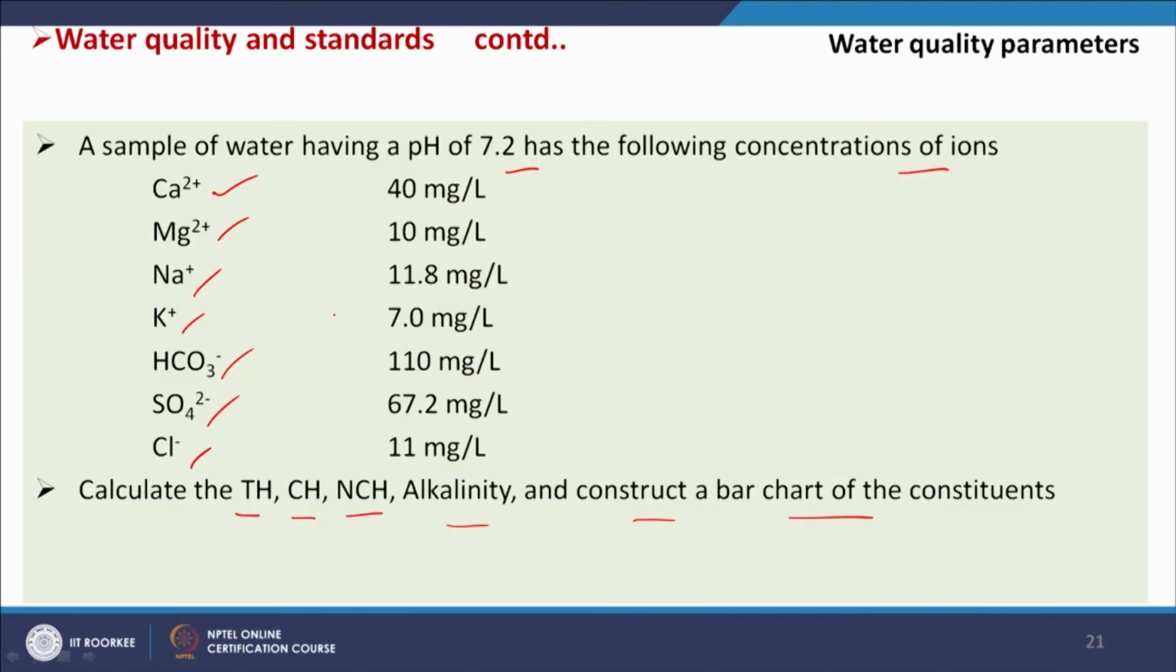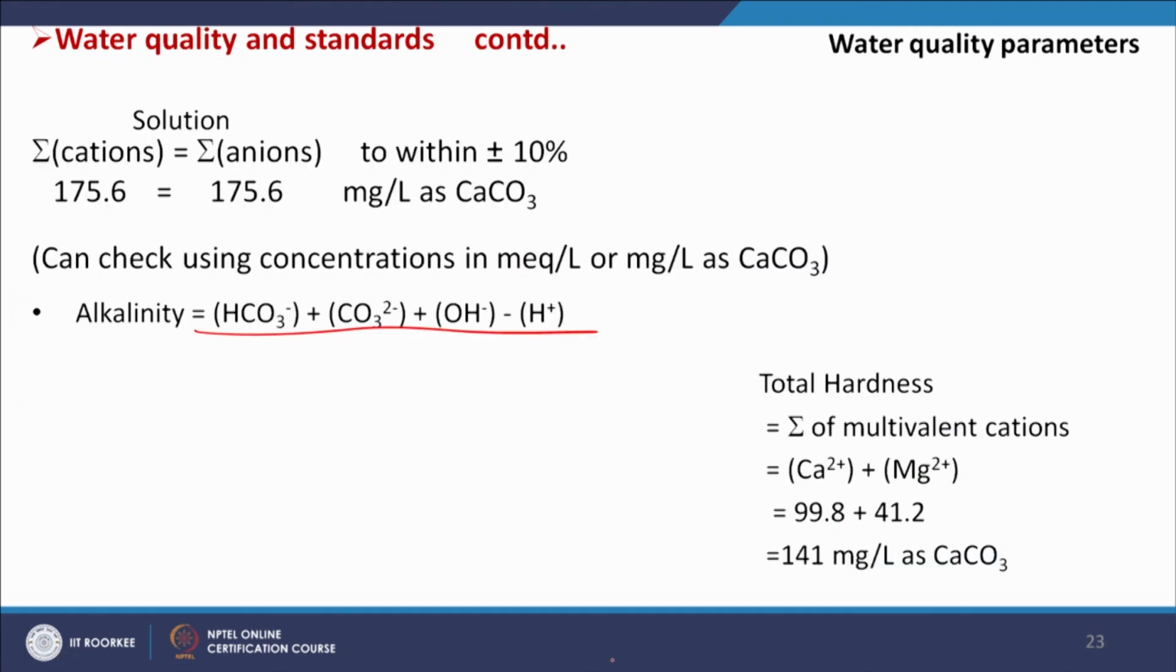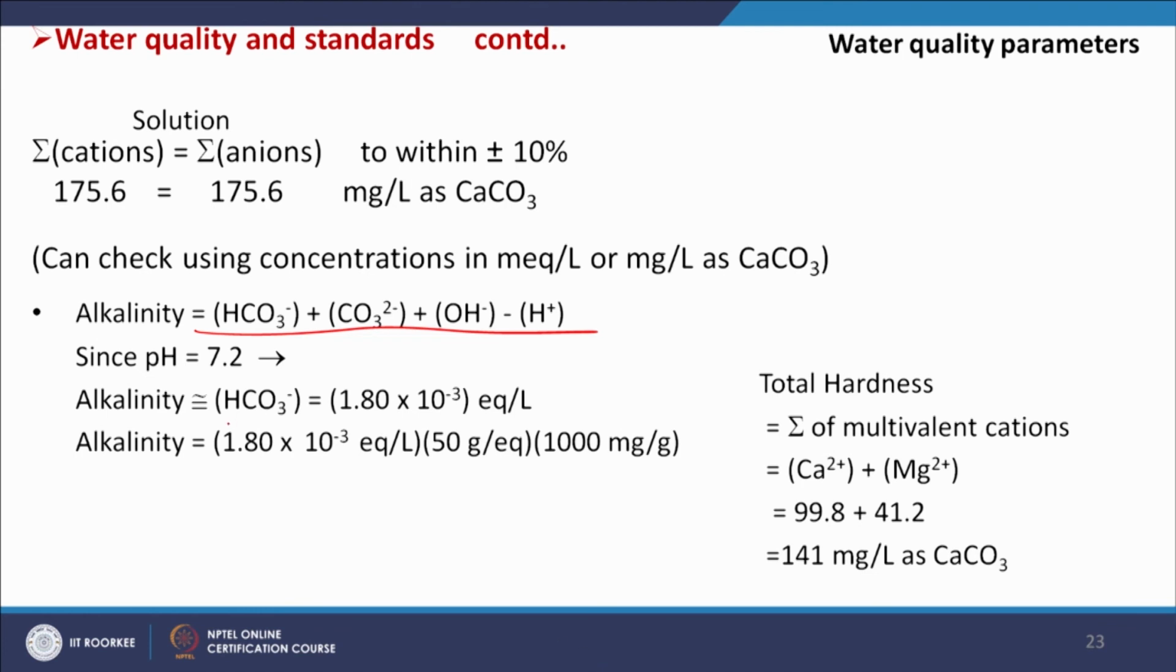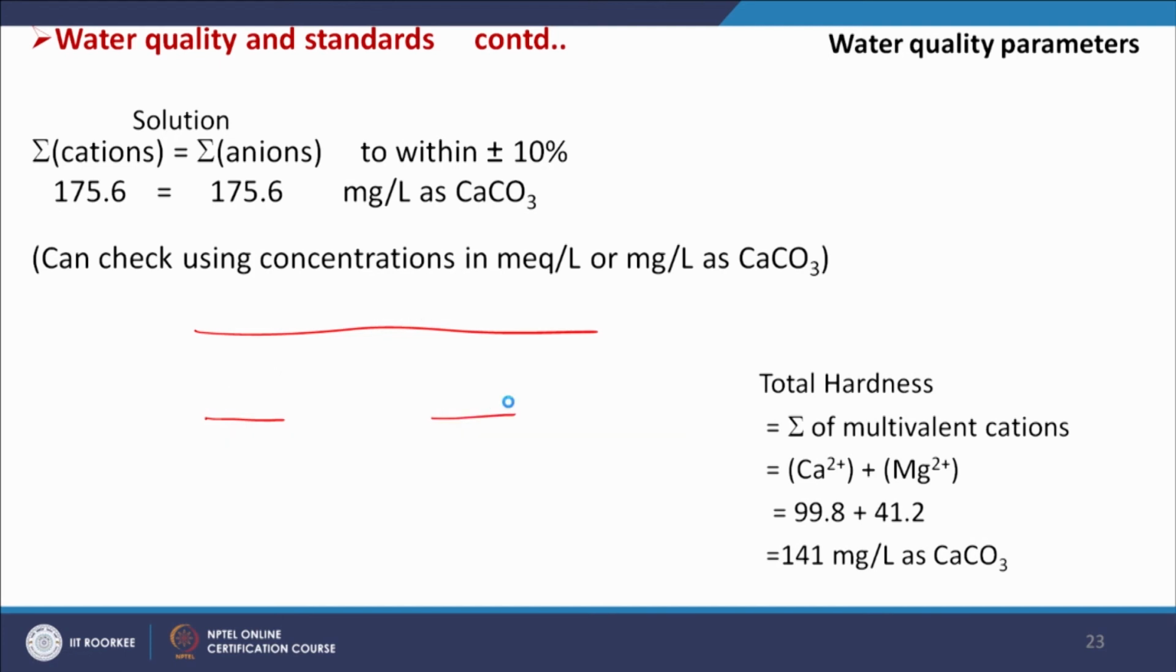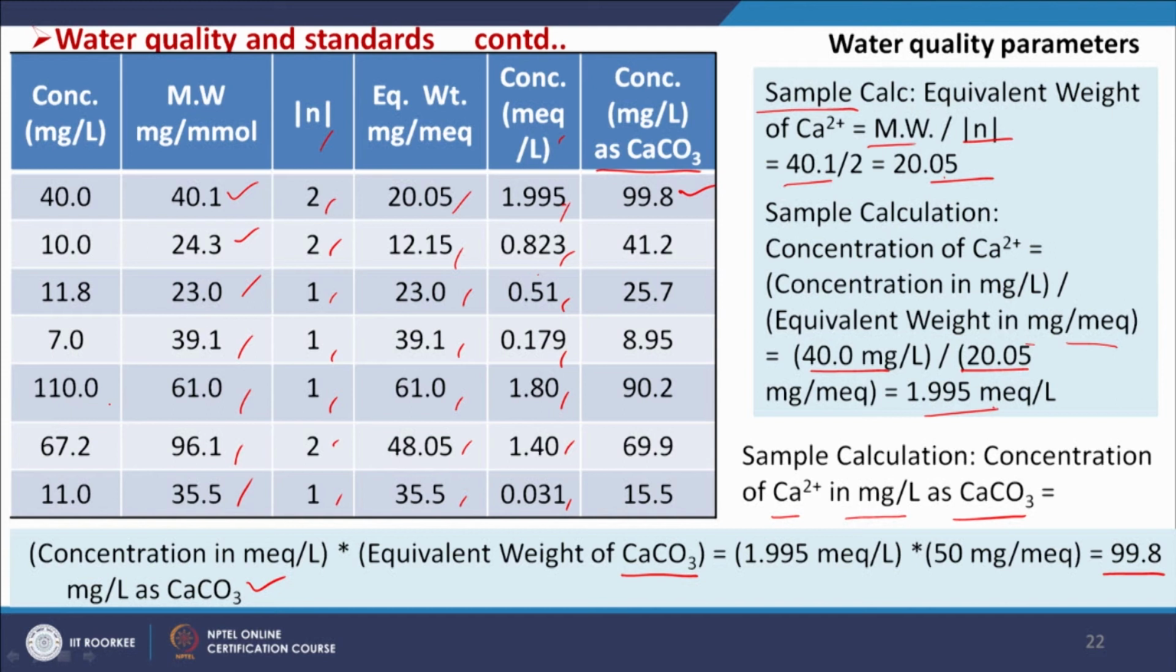Now we have to calculate the alkalinity. Alkalinity is nothing but the sum of these ions: HCO3 bicarbonate plus carbonate plus hydroxyl ions minus H plus. In our case we have no H plus, no OH minus and no CO3 2 minus. If you see the table, only bicarbonate is there, no carbonate and no hydrogen ions. So, by this formula, alkalinity is equal to 1.80 into 10 to the minus 3 equivalent per liter, because our bicarbonate is 1.80 milliequivalent per liter.